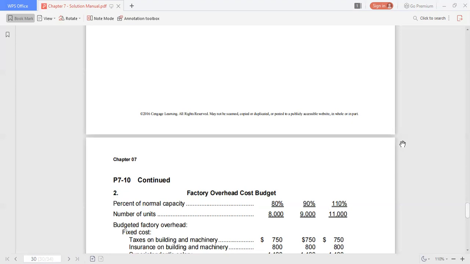So for the next requirement for number two, at 80%, 90%, and 110%, we are now going to multiply the number of units. Normal capacity is 10,000. We multiply by 80%, by 90%, and by 110%. So we have now the number of units of 8,000, and we have the budgeted factory overhead based on the capacity level used.